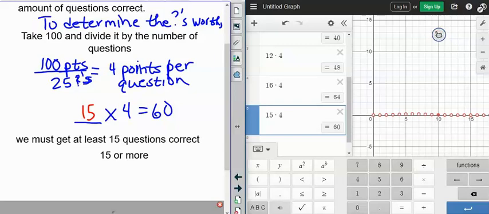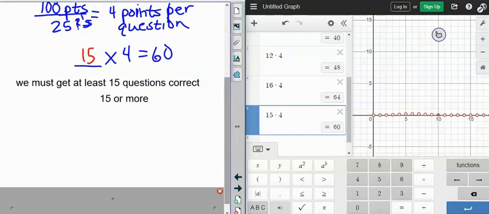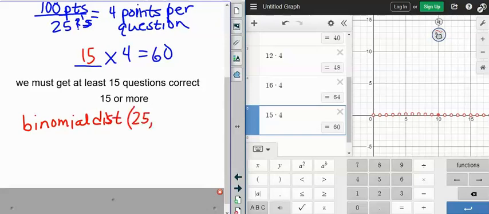All right, with this, we already know what the n is. We know what the p is from the first problem. So we're going to put everything in here. What's the probability of getting at least a 60? Here, we know it's still 25 questions. The probability is 0.25. Our min would be 15, 15 or more, so 15 is the lowest. Then our max would be the highest number, which is 25.